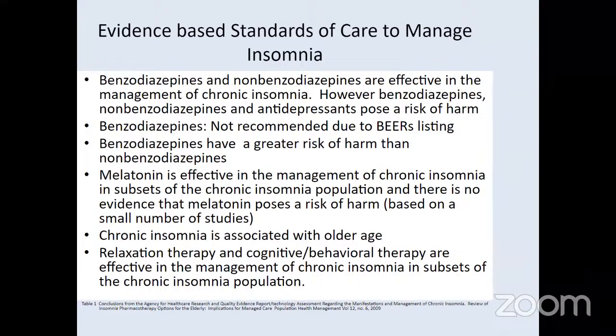Melatonin is effective in the management of chronic insomnia and subsets of the chronic insomnia population, and there is no evidence that melatonin poses a risk of harm based on a small number of studies. Chronic insomnia is associated with older age. Relaxation therapy and cognitive behavioral therapy are effective in the management of chronic insomnia and subsets of the chronic insomnia population. So there are many modalities on how to manage insomnia. Some can be treated with medications, and some can be treated with conservative measures.